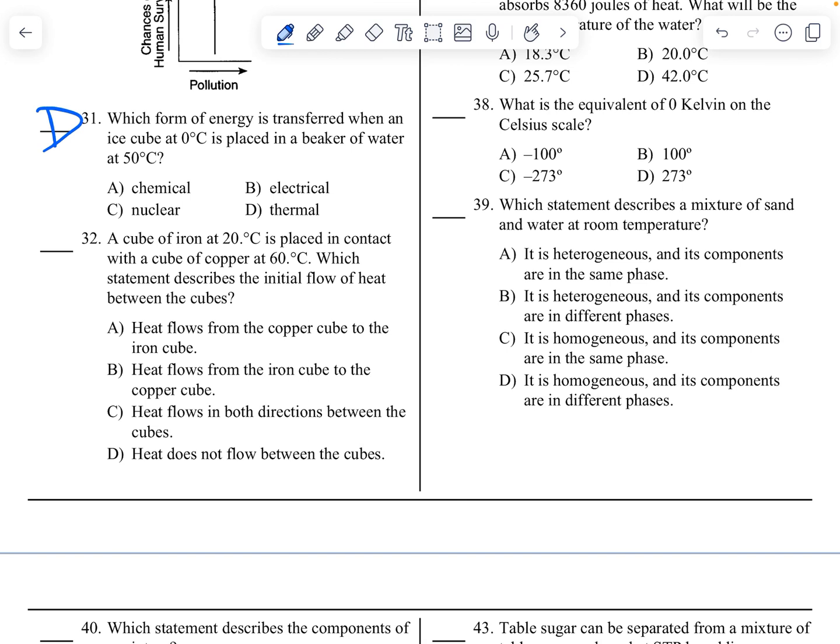In number 32, we're talking about heat flow. So heat flows from an area of high temperature to low temperature. It's a theme in science as we're going from high to low. Sometimes it's concentration, sometimes it's temperature. So whoever's hotter is going to give off its heat to the lower. The cube of iron is at 20, the copper is at 60, so we're going to flow from the copper to the iron, which is choice A.